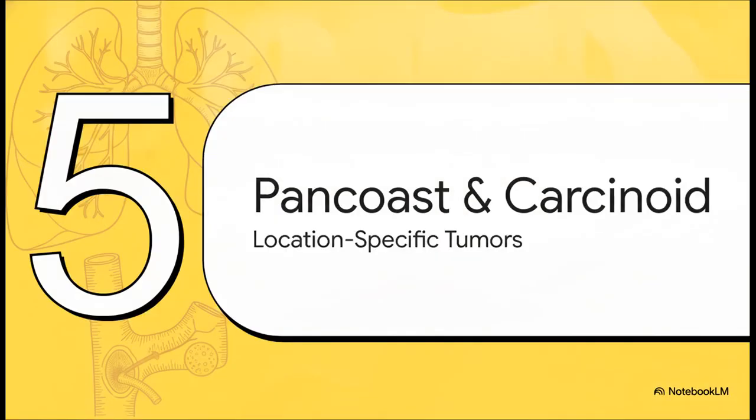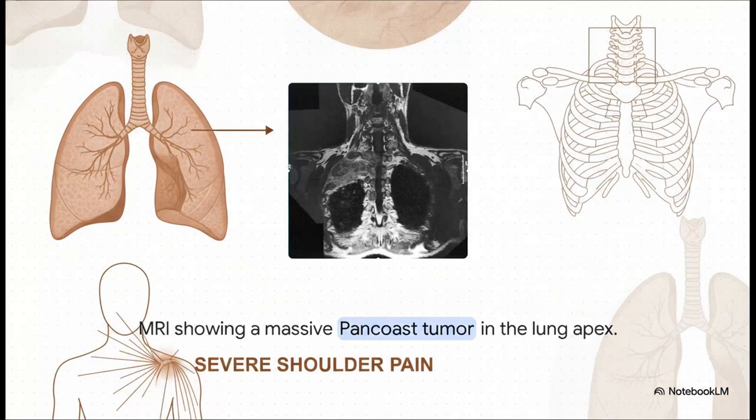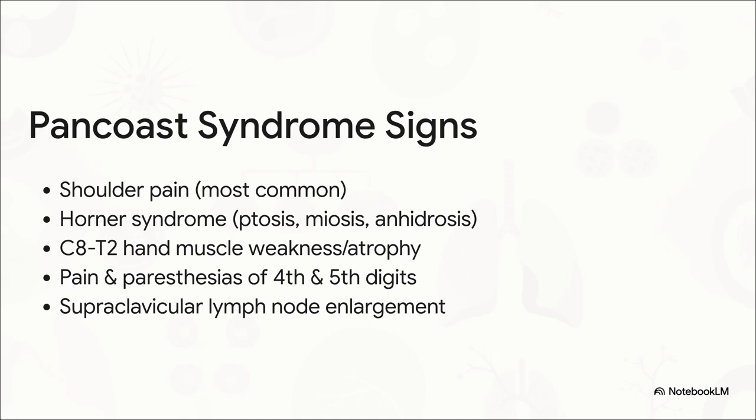Section 5. Pancoast and carcinoid tumors. This MRI shows a massive Pancoast superior sulcus tumor right in the lung apex. Because of its location at the very top of the lung, it invades locally into the surrounding structures. That's why the initial symptom is almost always severe shoulder pain. The mechanism here is direct invasion of those adjacent neural pathways. If it invades the paravertebral sympathetic chain and inferior cervical ganglion, you get Horner syndrome. That's ipsilateral ptosis, miosis, and anhidrosis.